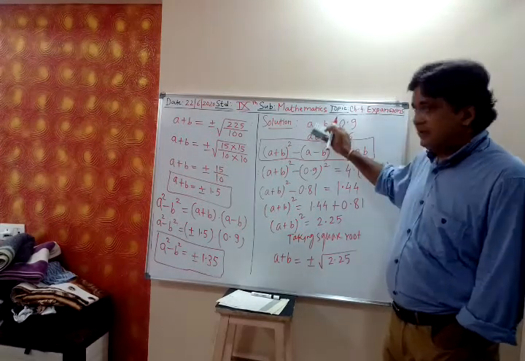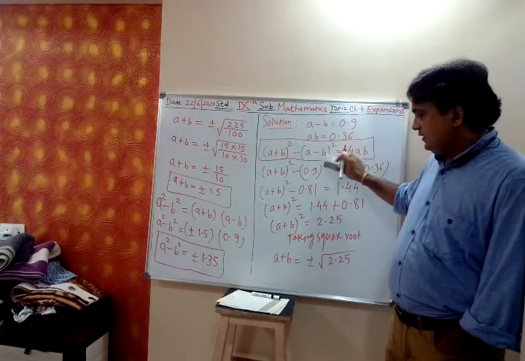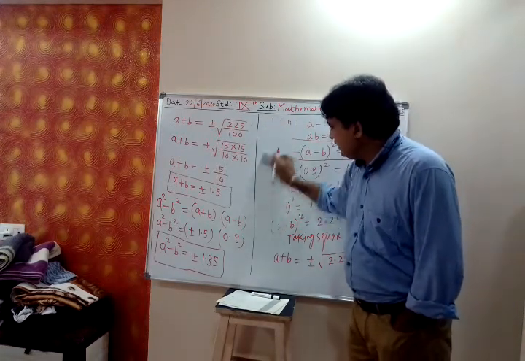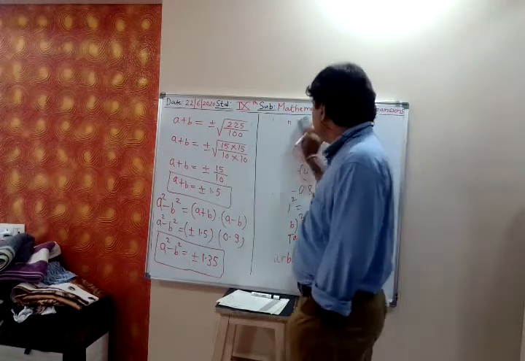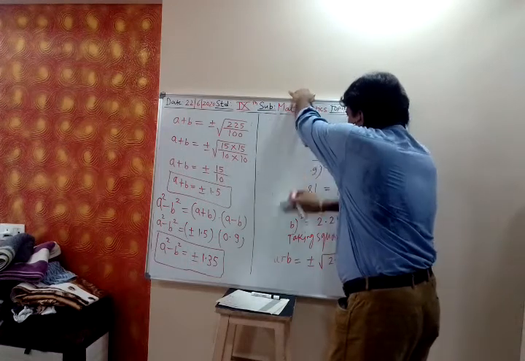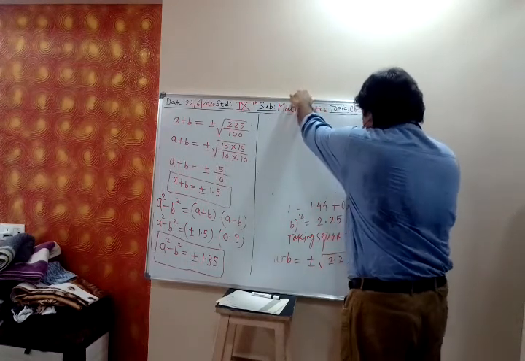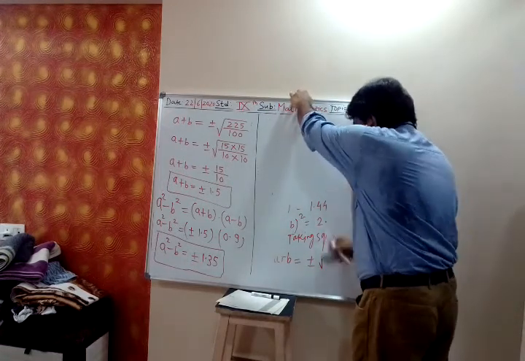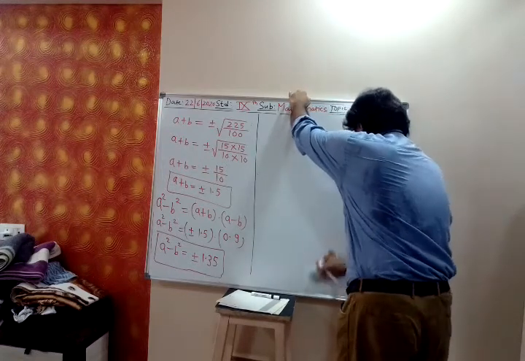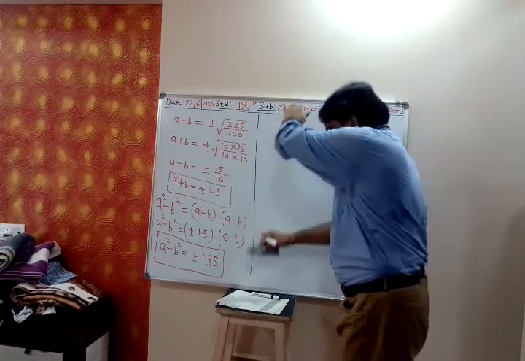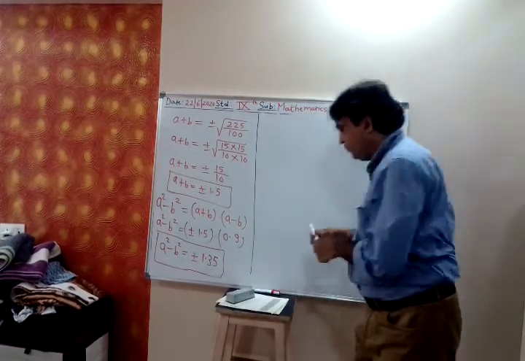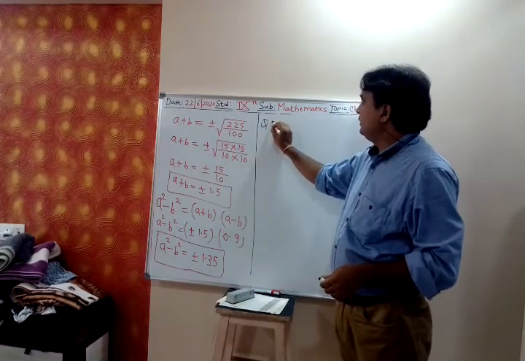Now let us solve. This part is over. Now let us solve ninth one. Similarly you will solve, I have solved 8. In the same way you will solve 7. Now let us do ninth one. Ninth one is slightly different. Ninth one: if a minus b is 4, question number 9.